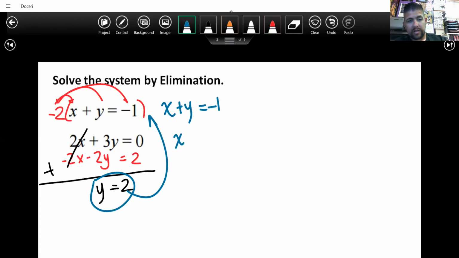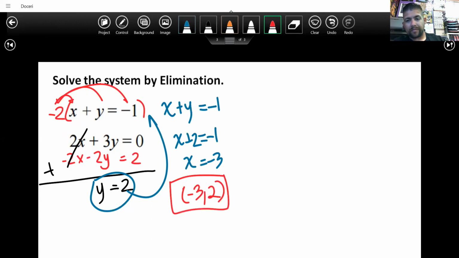x plus 2 is equal to -1. Subtracting out 2, we're going to get -3. Yes, -3. I always mess up on my negatives sometimes, so be aware of that. That is our solution for those.